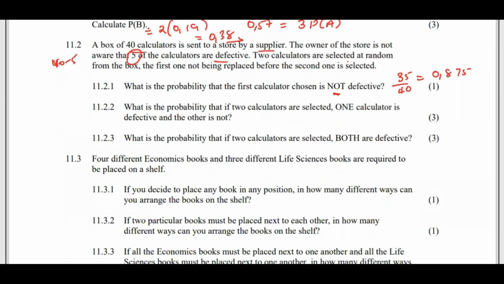Okay, then what is the probability that if 2 calculators are selected, one calculator is defective and the other is not? So if we were to draw just a simple tree diagram: defective, not defective, then defective and not defective, defective and not defective. So for the first part of it being defective, it will be 5 over 40. We're saying 35 over 40. And then if it was defective and then another one is defective, then it's going to be 4/39.